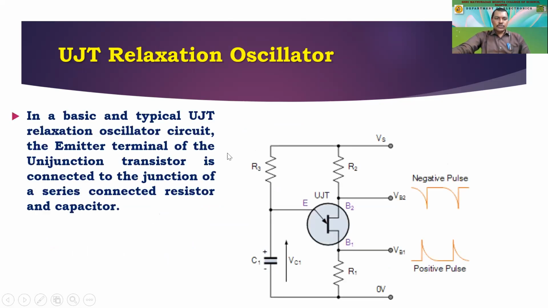In a basic and typical UJT relaxation oscillator circuit, the emitter terminal of the unijunction transistor is connected to the junction of a series connected resistor and capacitor. So now this emitter is given to a resistance and capacitor type of circuit here with two resistances, that is R1 and R2, which we call biasing resistors, and the voltages are applied across it. We are taking the output voltage at VB2 and VB1. So we are taking two voltages over here with respect to the ground. Okay, so we are having these two potentials.